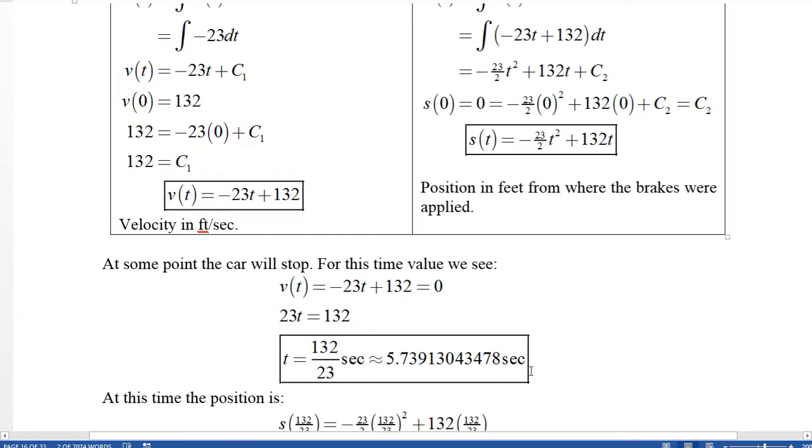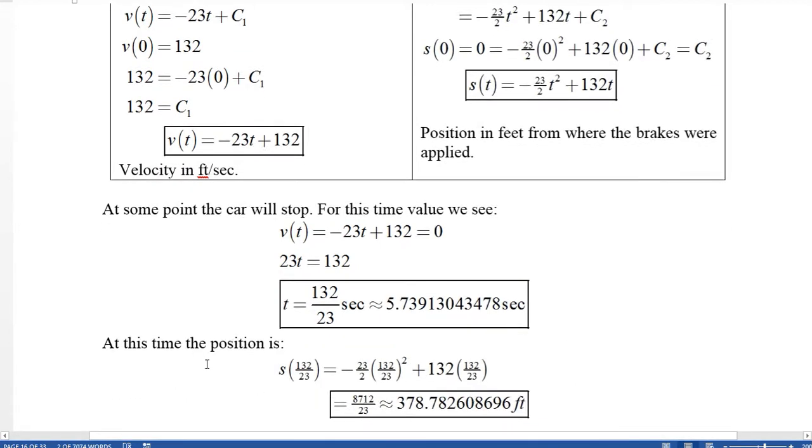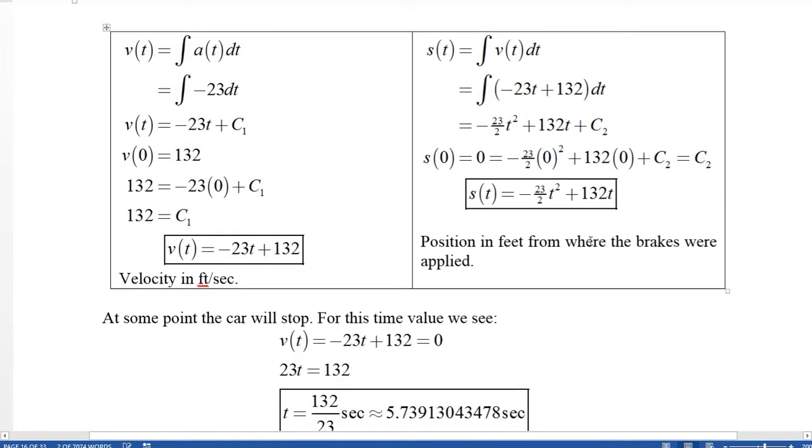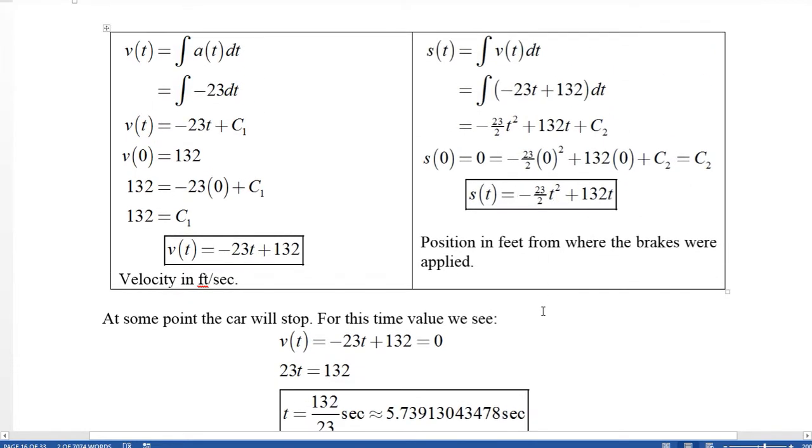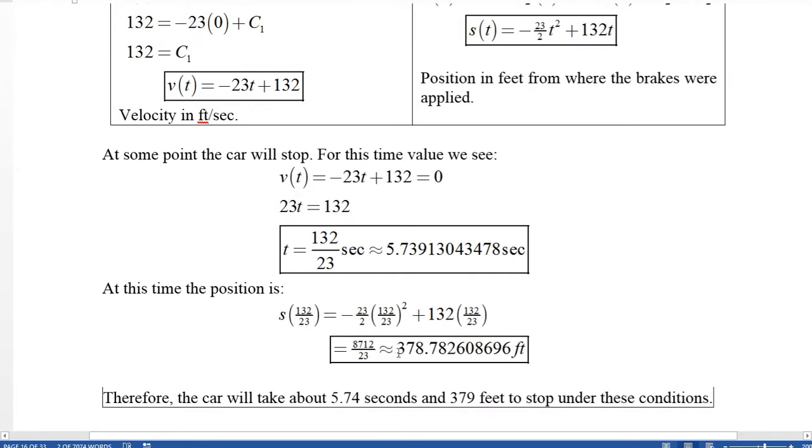At some point the car is going to stop, and so the velocity will be 0, and we can see that that happens. If you look at the solution here, you add 23t to both sides and divide by 23. t is 132 over 23 seconds, or in other words approximately 5.7 seconds. At this time, the position is S of 132 over 23. So you take this position function for S and just plug that number in, work it out, and it's about 378.8 feet, about 379 feet.